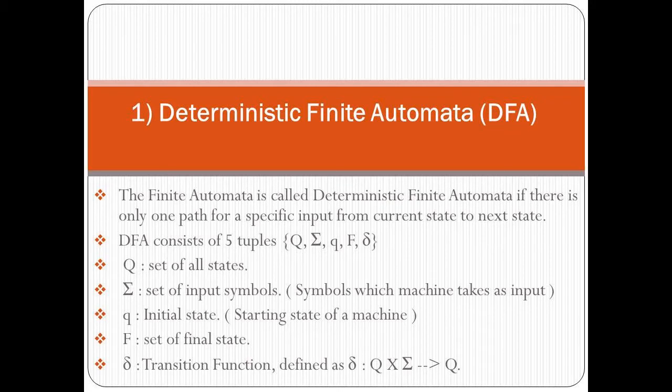In a DFA, for a particular input character, the machine goes to one state only. A transition state is defined on every state for every input symbol. Also, in DFA, null move is not allowed. That is, DFA cannot change state without any input character.